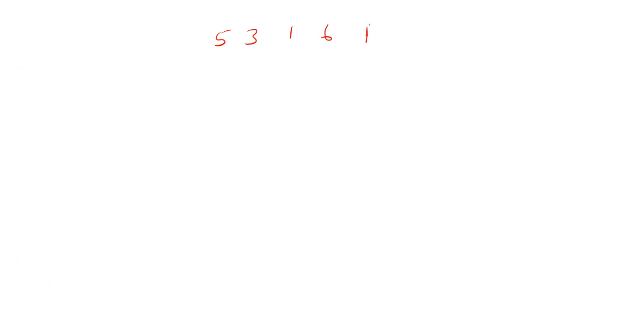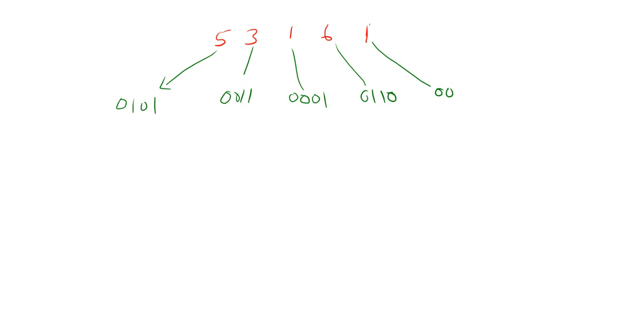When coding, you write every digit of the decimal number into 4 bits. So in this case, 5 in 4 bits is 0101. 3 is 0011. 1 is 0001. 6 is 0110.